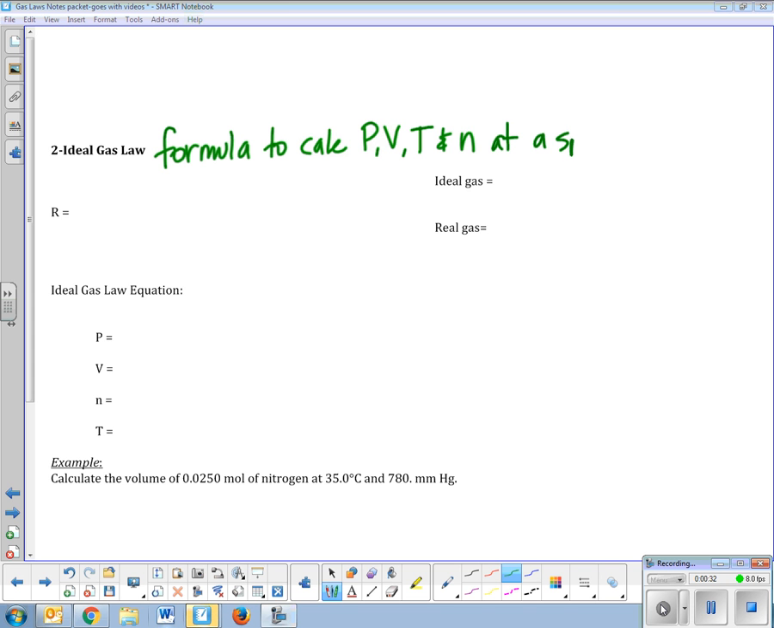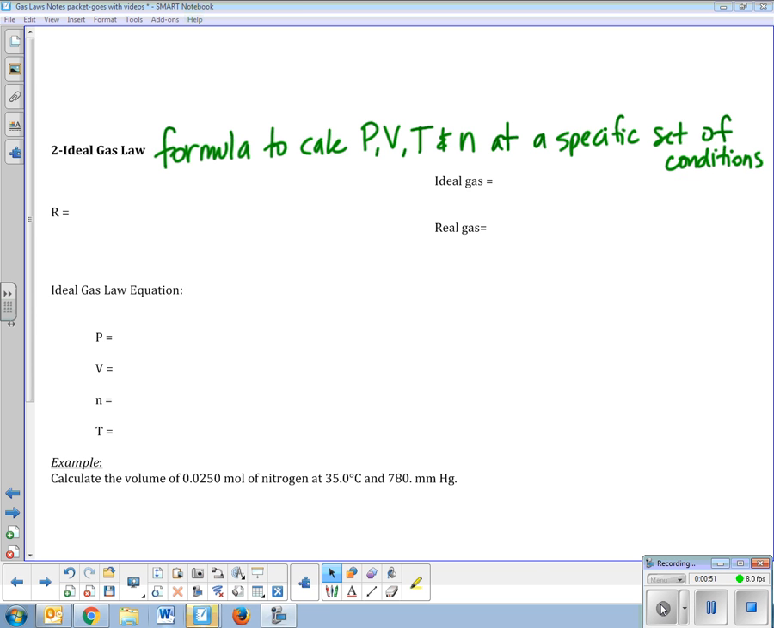At a specific set of conditions, meaning there's no change. So what is an ideal gas actually? So you can write this over on the side.